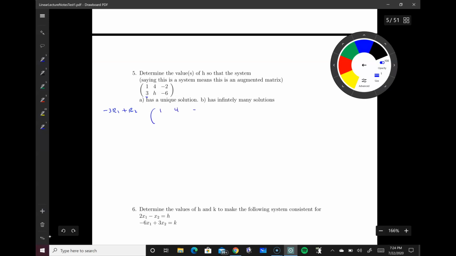So row 1 stays the same. So negative 3 and add is 0. Negative 3 and add, that gives me h minus 12. Multiply by negative 3, that gives me a 6, minus a 6, that gives me a 0. All right, so to answer part A, when is this a unique solution? Well, this here would say h minus 12 times x2 equals 0. So this will be unique as long as h minus 12 does not equal 0. So when h does not equal 12, that's when I'm going to have all on one line and infinitely many solutions.